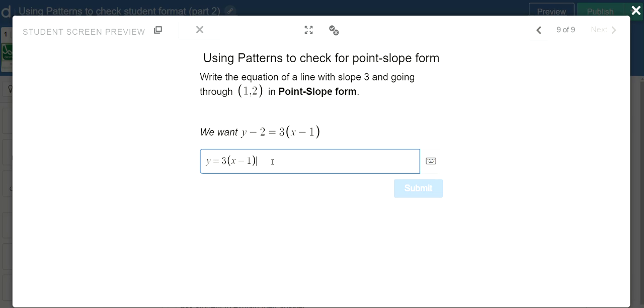Likewise, if the student distributed, again, we get that same error message. So using patterns here allows us to check for student understanding in particular formats.